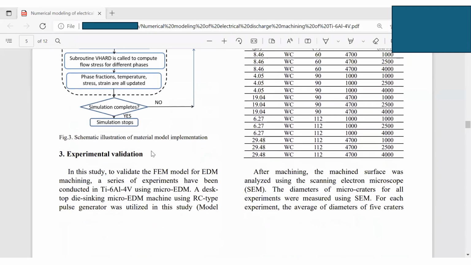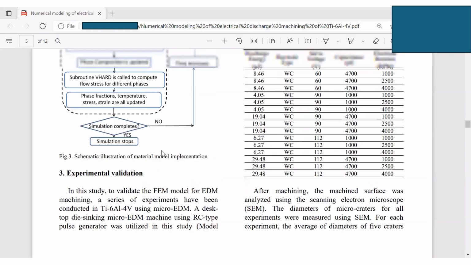Today we are going to talk about the experimental validation and the results. And then we move on to the next paper, and I'm going to show you how we use EDM to machine non-conductive material. Usually EDM is used only for conductive material, but we have come up with a new idea to EDM non-conductive material. I'm going to show you.